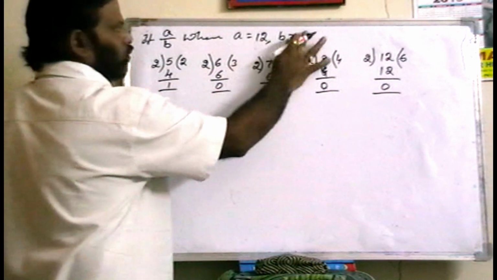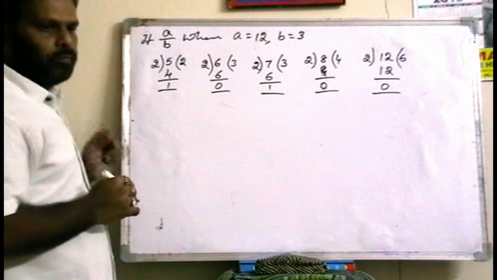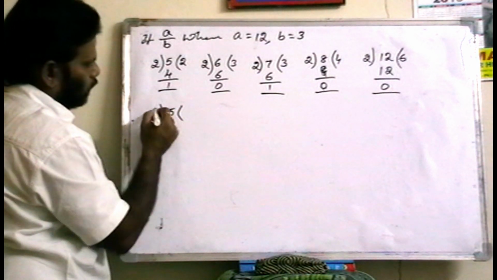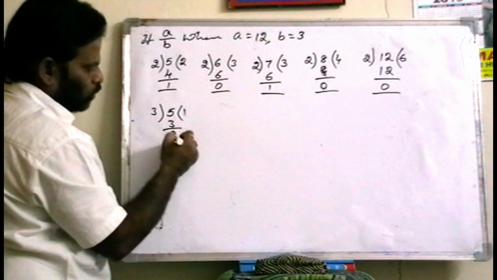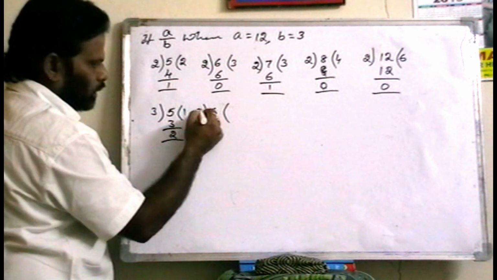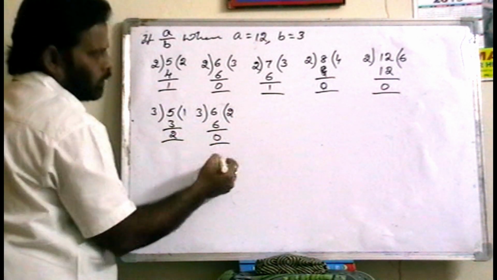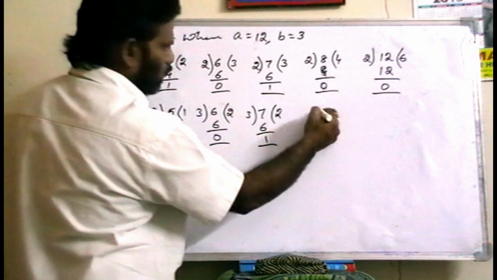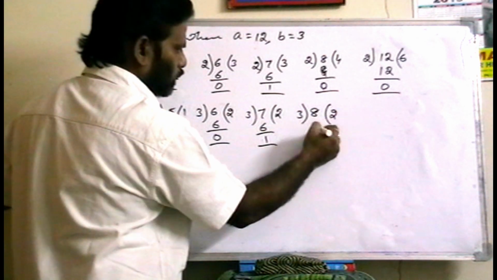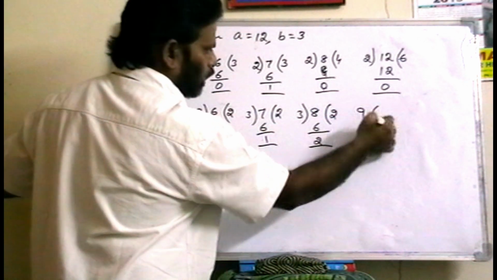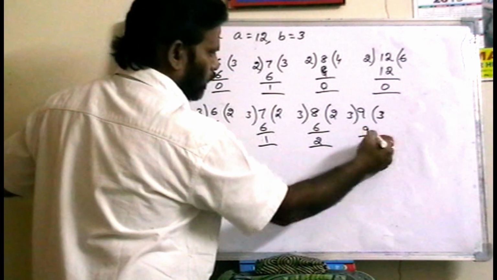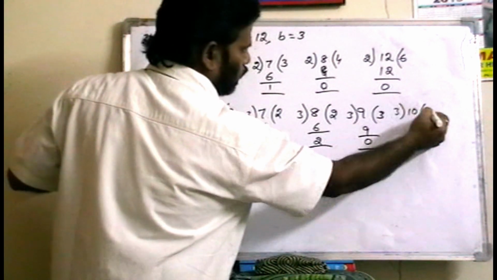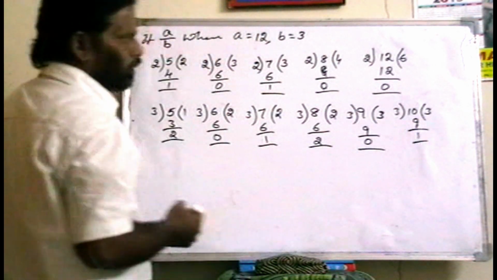Suppose B is equal to 3. Now we can take A, suppose 5 only. 5 divided by 3, 3 ones are 3, remainder 2. Suppose 6 is divided by 3, 3 twos are 6, remainder 0. 7 is divided by 3, 3 twos are 6, remainder 1. 8 is divided by 3, 3 twos are 6, remainder 2. 9 is divided by 3, 3 threes are 9, remainder again 0. Suppose 10 is divided by 3, 3 threes are 9, again remainder will be 1.